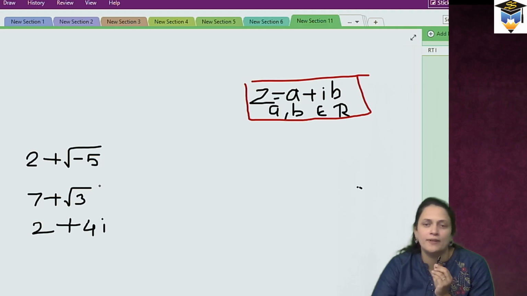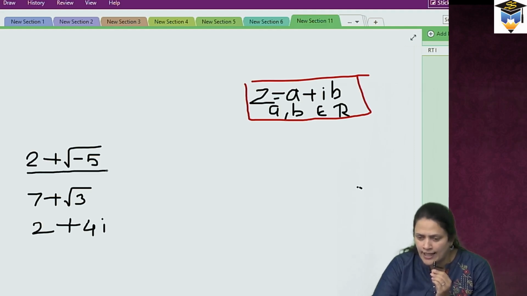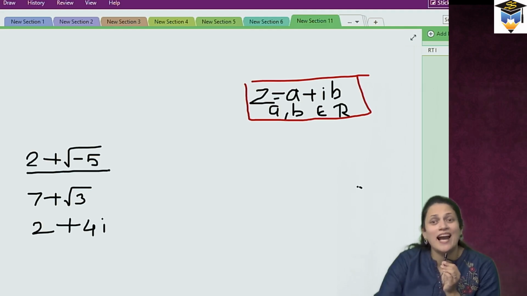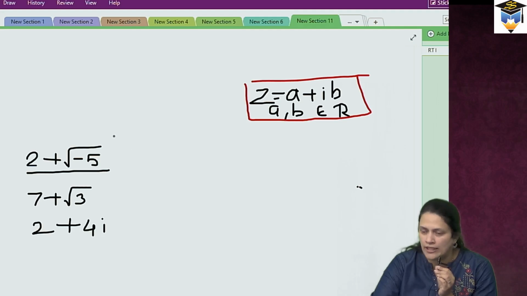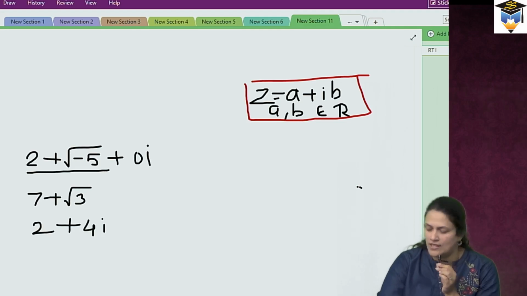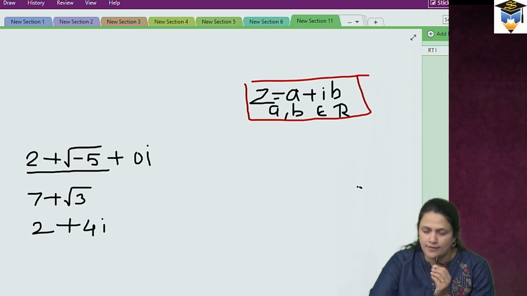Can we say this is a complex number? Why? See, this entire part comes under real numbers only. Is there any i? i is not there means what? I can write it down like this. So now can you say it is a complex number? Okay, so Romil has answered me. This is a complex number.